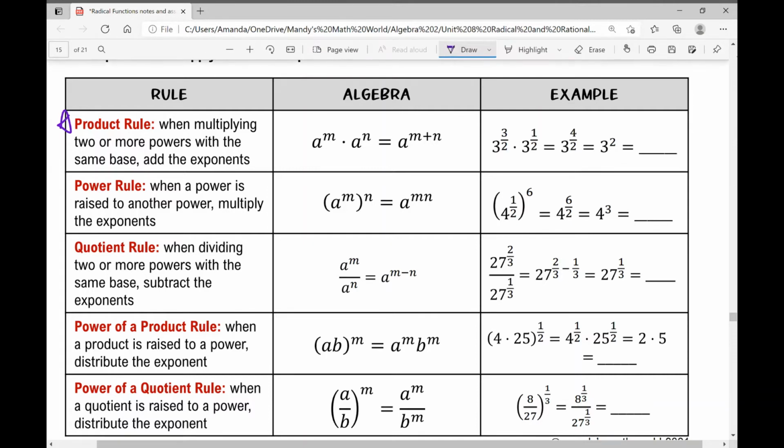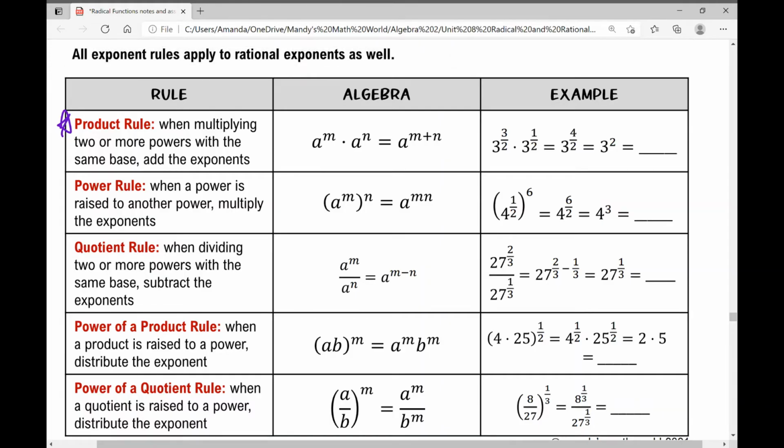The first one I want to look at is the product rule. When you're multiplying 2 or more powers with the same base, you can add the exponents. So if we look at our example, we've got 3 to the power of 3 over 2 times, again I am multiplying, that's why it's called the product rule, 3 to the power of 1 over 2. I can add my exponents. You have to be really good at adding fractions here, because 3 over 2 plus 1 over 2 is 4 over 2. I can simplify that to be 3 squared, which again I can simplify to be 9.